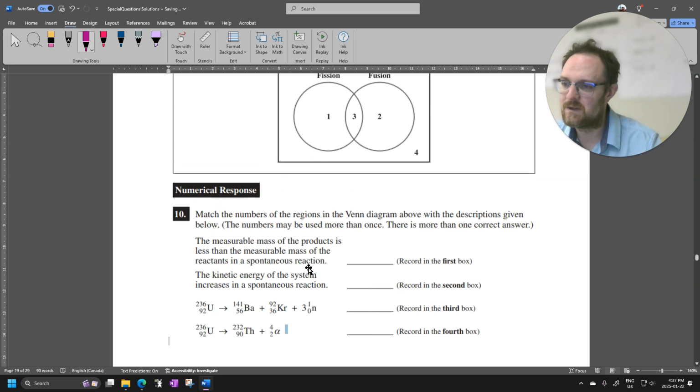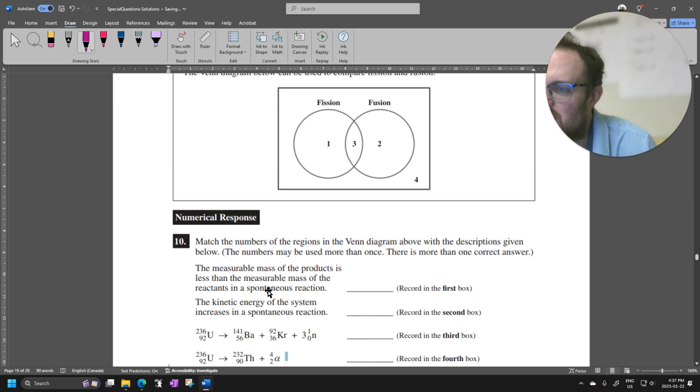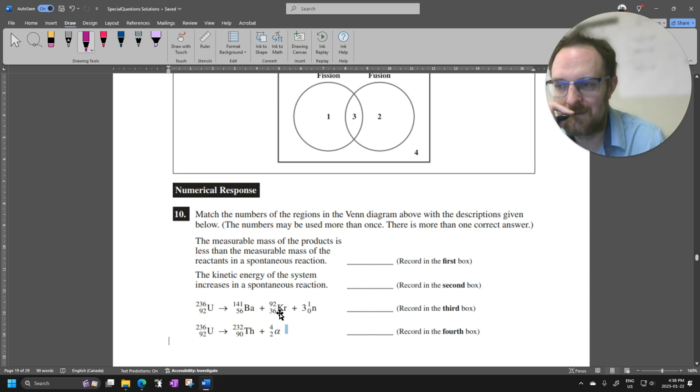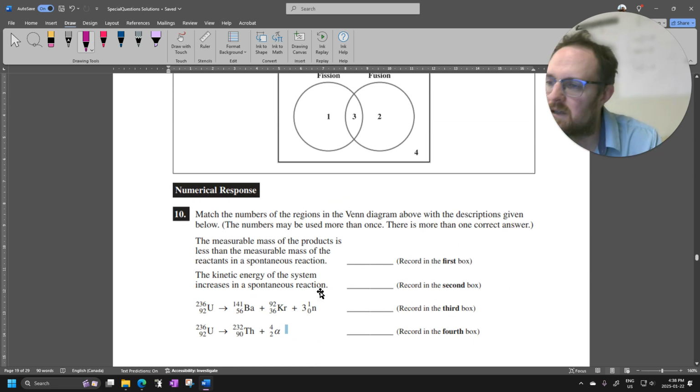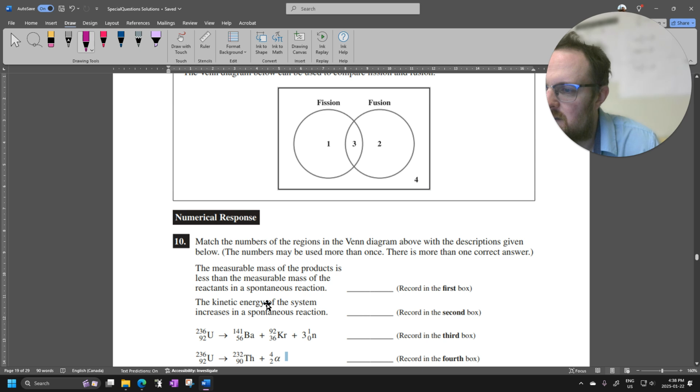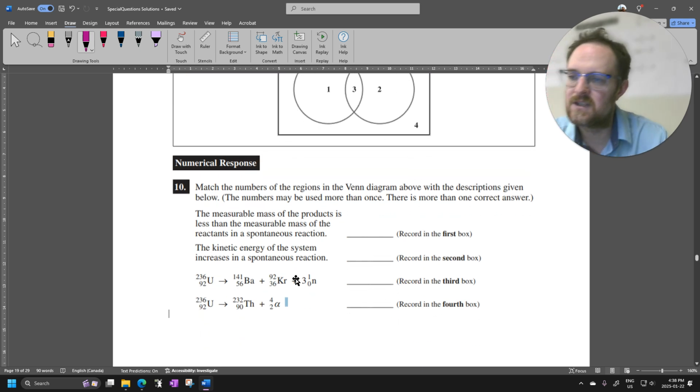Now we just got these Venn diagram ones here to do. Got a few of them. So matching the numbers to the Venn diagram. The measurable mass of the product, the product is what's afterwards, is less than the measurable mass of the reactants in a spontaneous reaction. So they're kind of saying, does this happen spontaneously? The kinetic energy of the system increases in a spontaneous reaction. Yeah, so not being forced together here. That seems like, well, these ones are easy. So this one here at the bottom is a fission reaction.